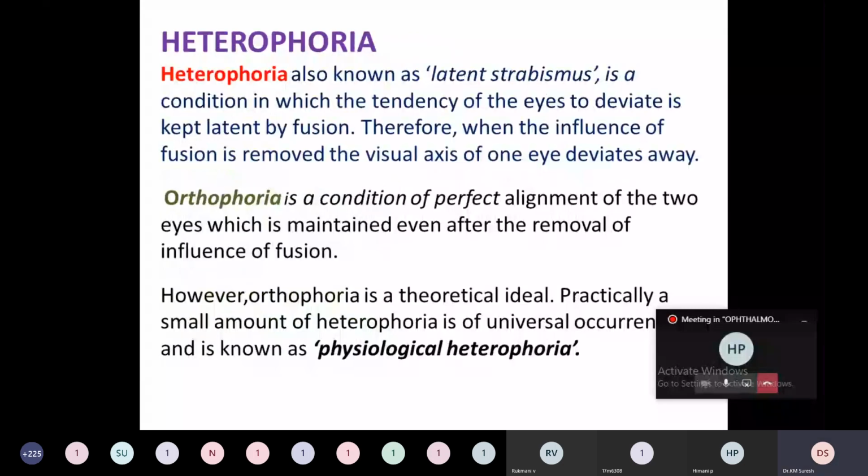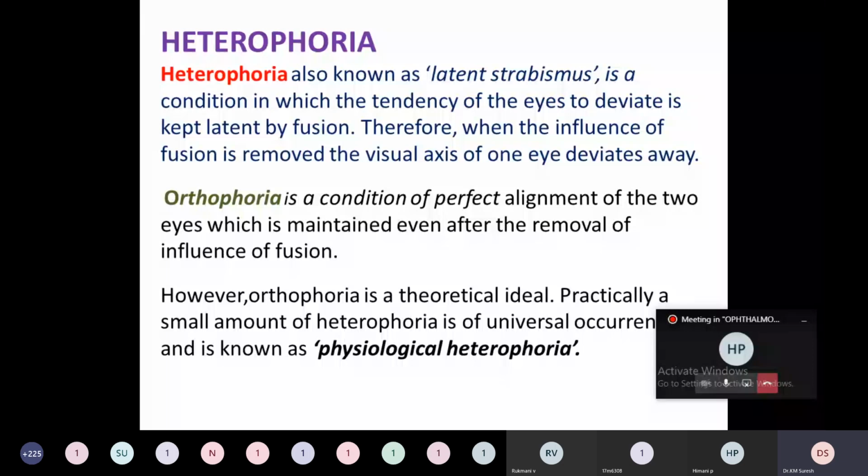Heterophoria is nothing but hidden squint. Whenever the patient is opening both the eyes and is active, the visual axes of the eyes are parallel to each other, but once you remove the stimulus, the weaker eye goes in for squint or phoria. So heterophoria, also known as latent strabismus, is a condition in which the tendency of the eyes to deviate is kept latent by fusion. Fusion is a mechanism by which the brain tries to fuse both the images.